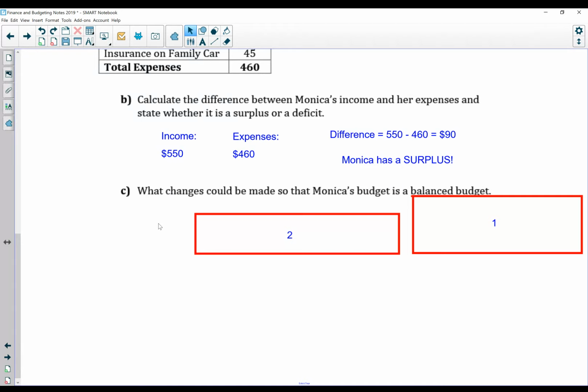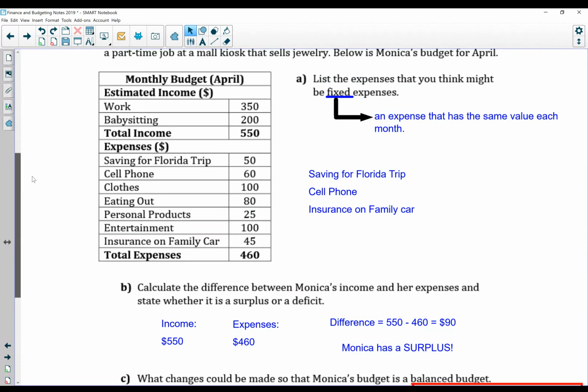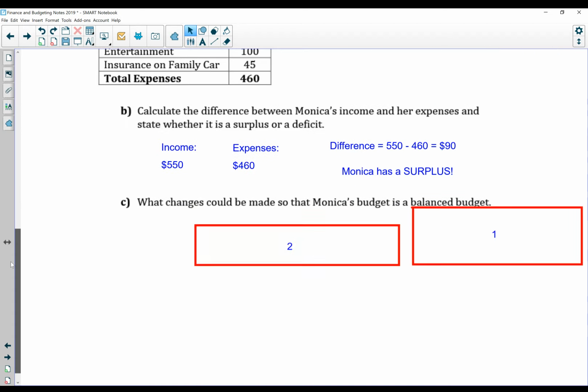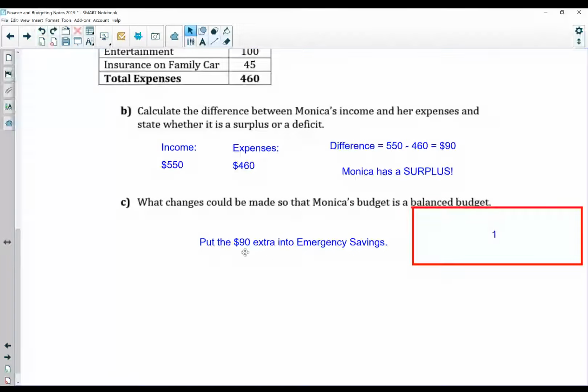And C says, what changes could be made so that Monica's budget is a balanced budget? So you might be able to think of some ideas that she could come up with. Remember before I actually explain this one, a balanced budget means that her expenses and her income are exactly the same. It means it's perfectly balanced. So, we need to figure out what she might do with that extra money.